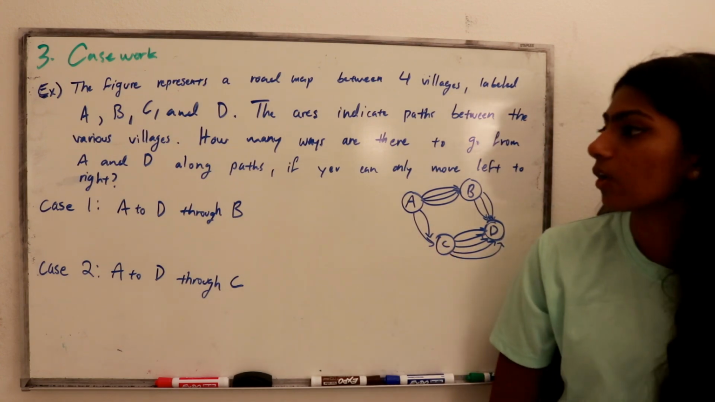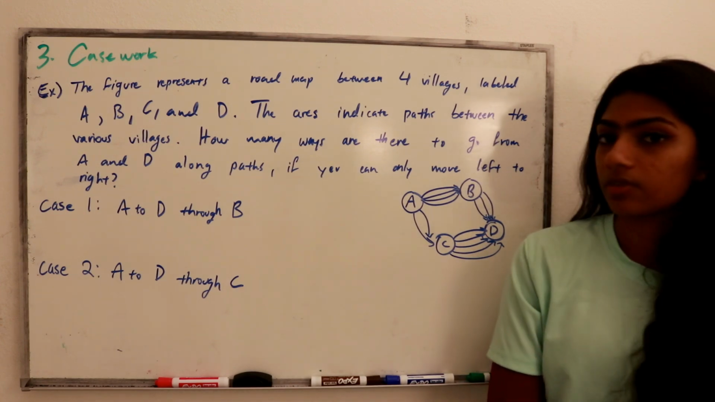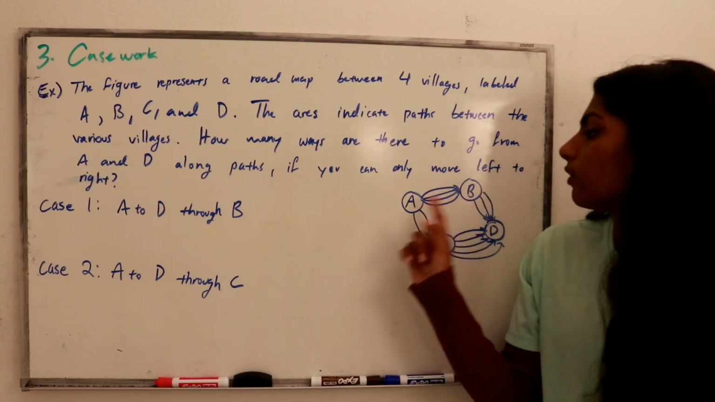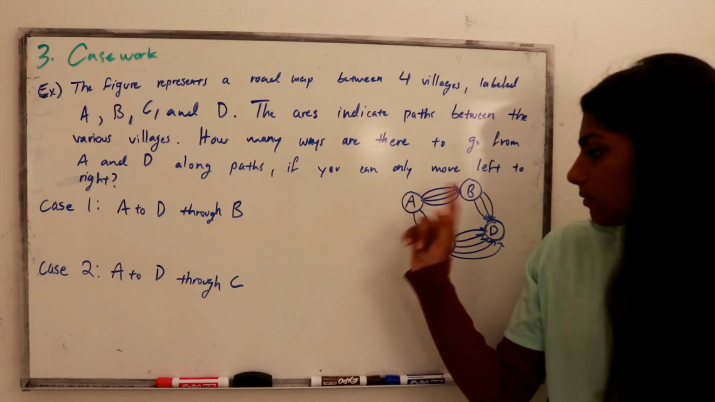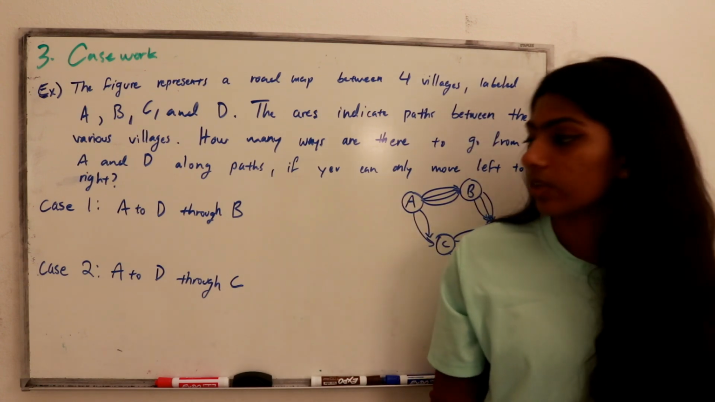How many ways are there to go from A to D along paths if you can only move left to right? Which means you can only go how the arrows are pointing, from A to B. You can't go from A to B and back to A and then down to C. You can't do that. You can't go back. So first, let's look at the first case.